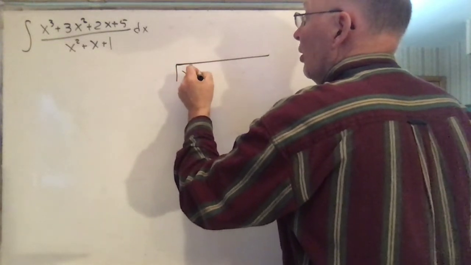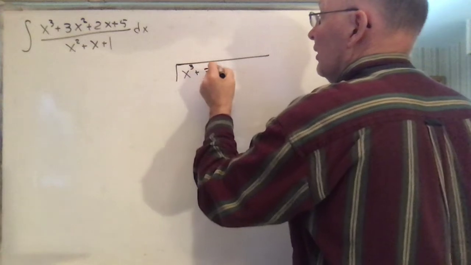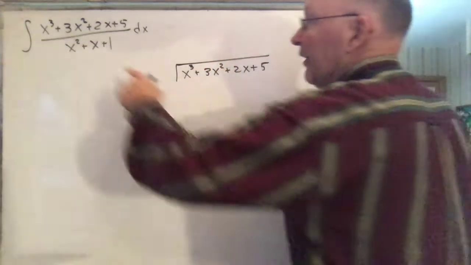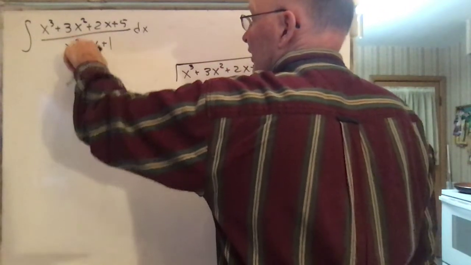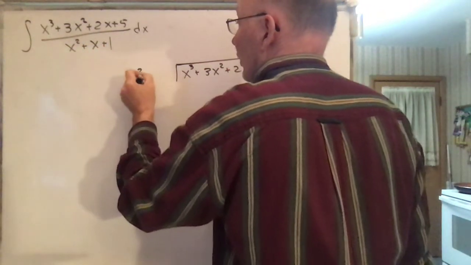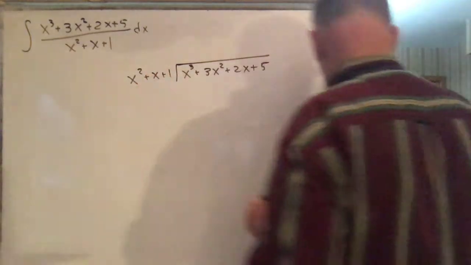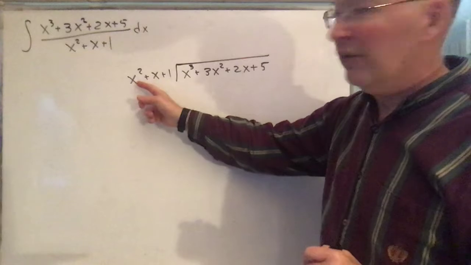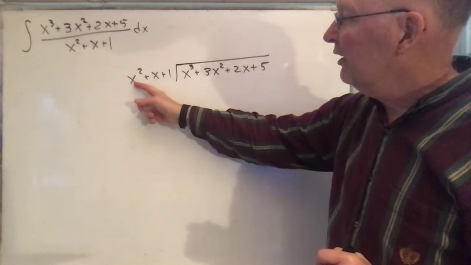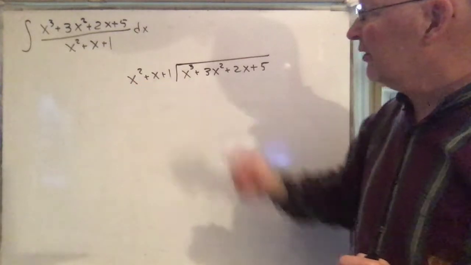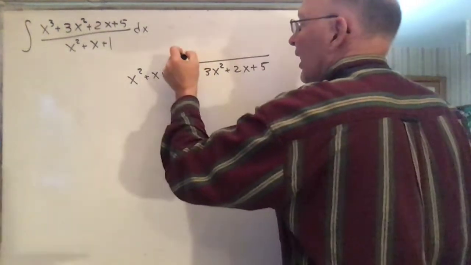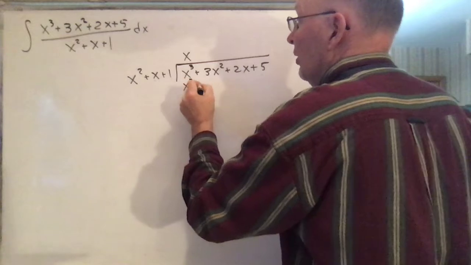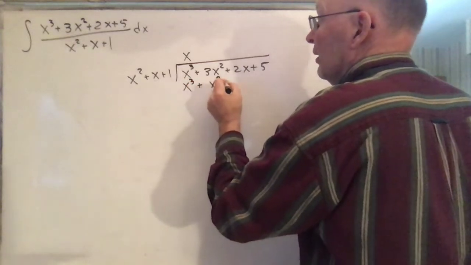x cubed plus 3x squared plus 2x plus 5, and that's the degree 3 here, and here the degree is 2. So you're going to go x squared plus x plus 1. And so what do we do? We do it just like we do long division of numbers. We start by saying, well, what do you need to multiply x squared by to get an x cubed? You need to multiply it by x. So you're going to get an x. You multiply out, you're going to get x cubed plus x squared plus x.